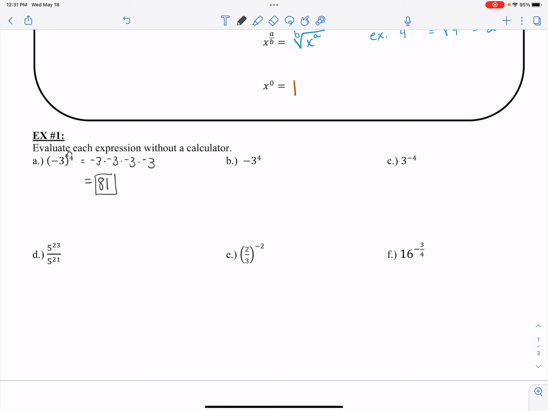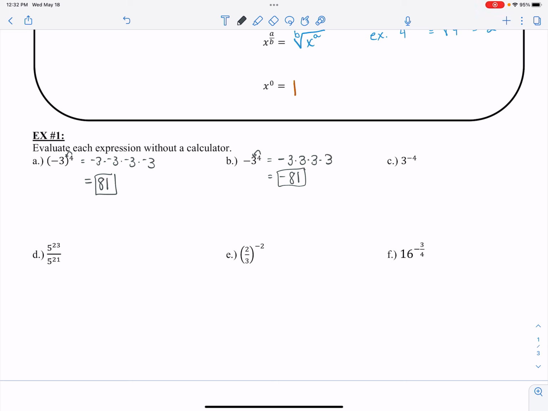That is different from when the 3 is not in parentheses. What's directly in front of the exponent now is just the 3. So the negative sign does not get repeated 4 times. Just the 3 gets repeated 4 times. So now my answer will be -81. That is an important distinction and tends to mess a lot of students up.